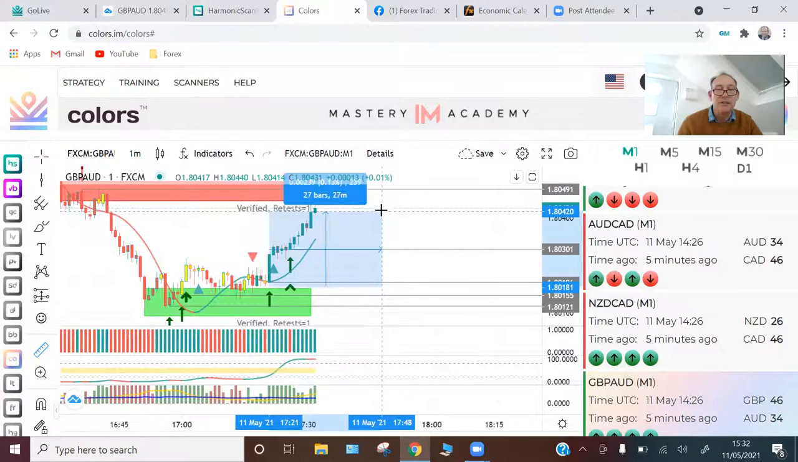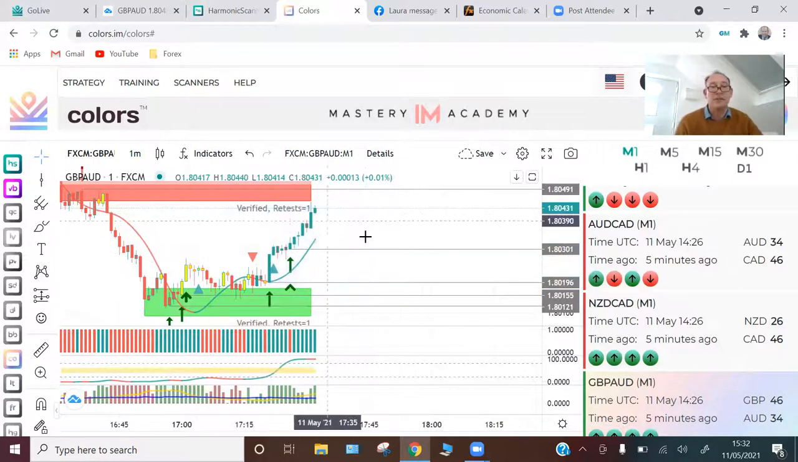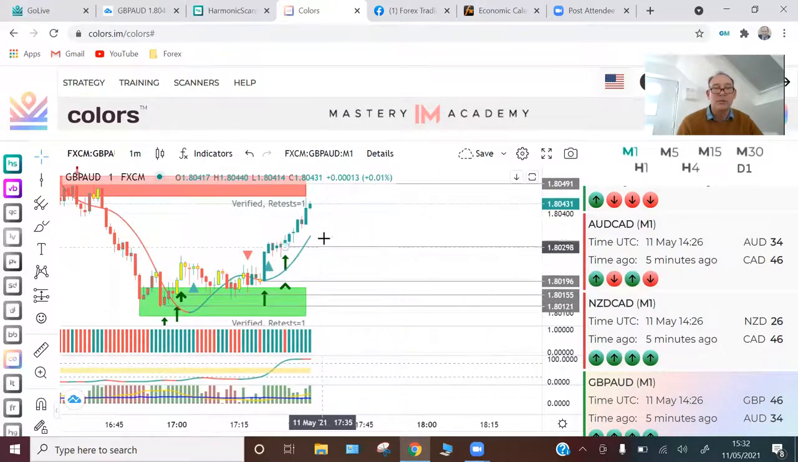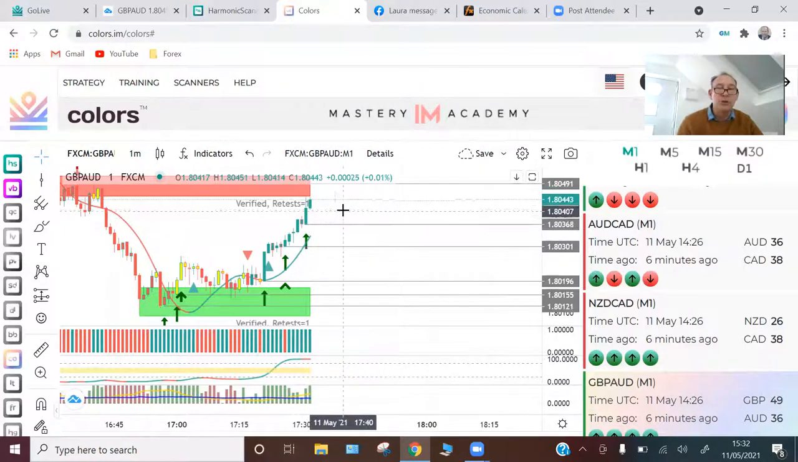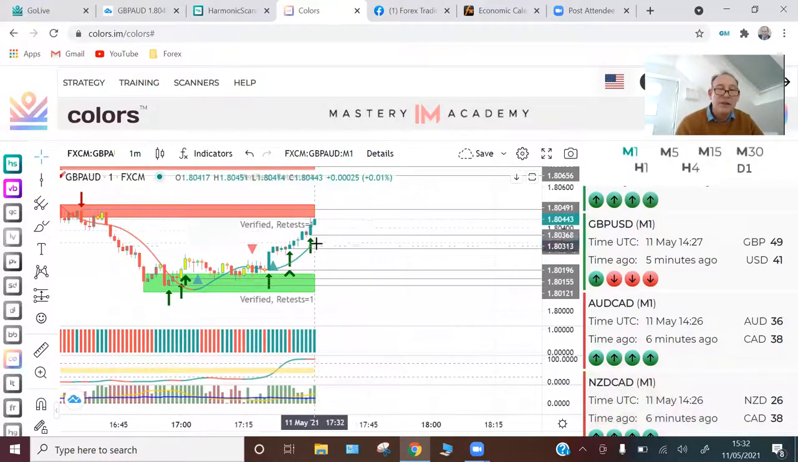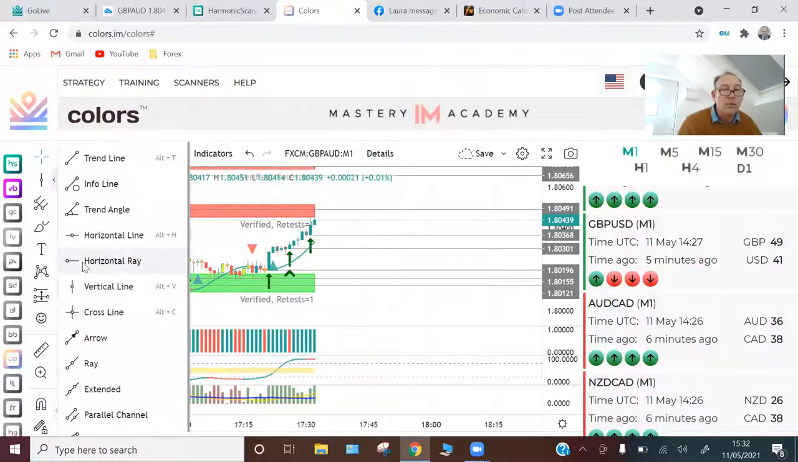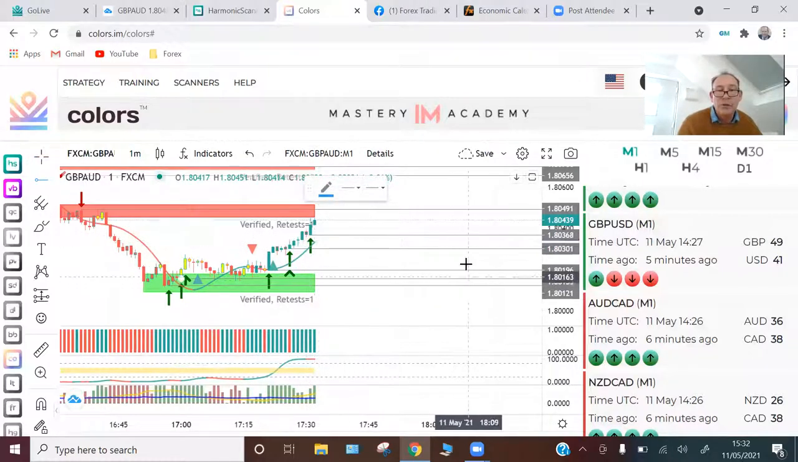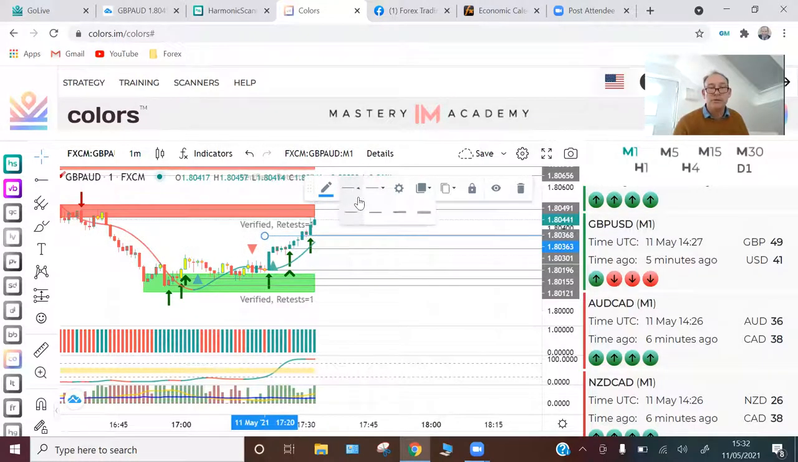Oh, very nice indeed. And that one's still going up. That's 2 minutes, and you see this one pushing up. Very nice. And every one of these candles is 2 minutes. So Great British Pound AUD. So that was at that zone there. I'll just mark it. Just see what happens.